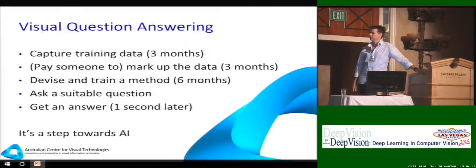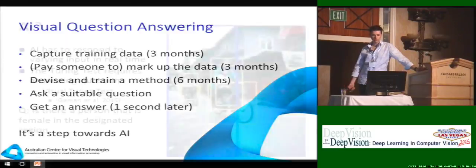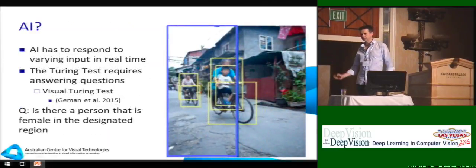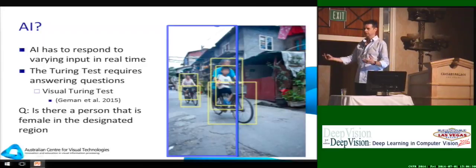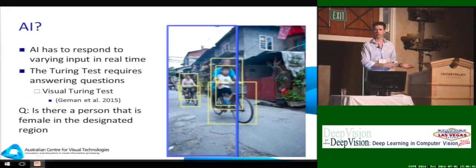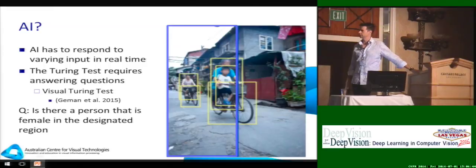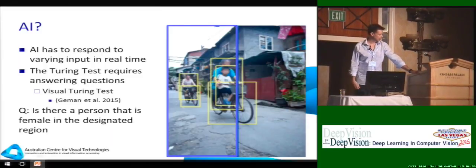What's nice about the visual question answering process is that although you still have this crazy process of capturing training data and doing all the markup and all of that, you ask a question and you get an answer a second later. And that's important. All of these ideas about intelligence, right? Even just the Turing test. The Turing test isn't a great measure of intelligence, but even the Turing test requires a conversation. You've got to answer the question that's put to you now, not the question that was put to you 12 months ago. So one of the key factors of everybody's idea of what AI is, is that you have to react in real time.